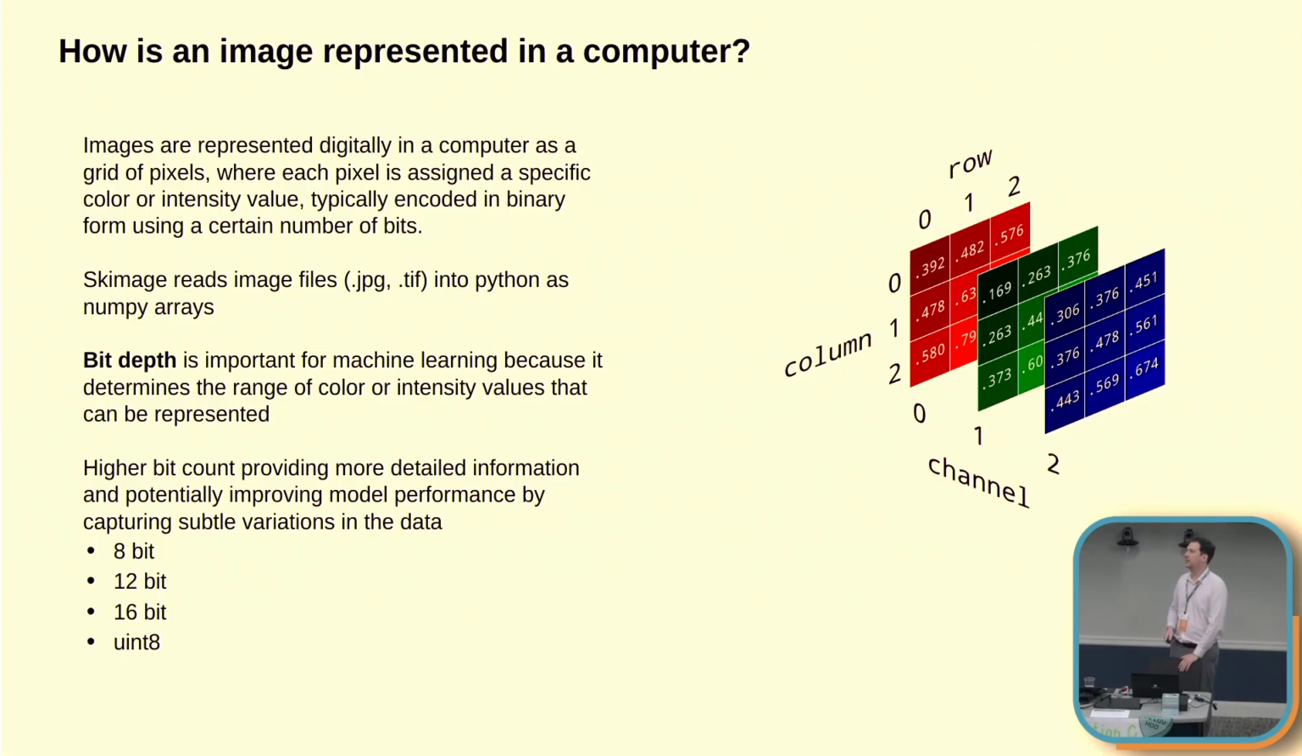So images, you probably are aware, are represented digitally in the computer as a grid of pixels. They can be grayscale, which is one layer, or it can be RGB, which is the 3 layers of a matrix. So what Scikit-Image does is it reads the images, either a JPEG or a TIFF file or something like that, into Python as NumPy arrays. And one of the things to consider is the bit depth. It's very important as you pull these images in.